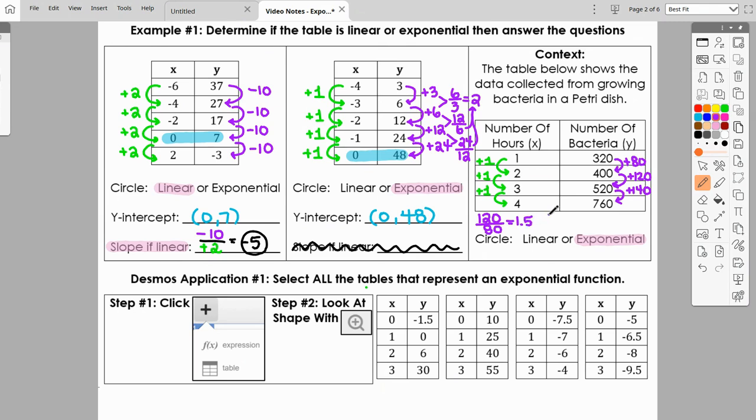Let's check the value for the 140 between the prior change in y, the 120 in front of it. This comes out to be 1.16 repeating here, which I know is not the same value as the common ratio between the first two values, but because this is a context problem, it's a real-world situation and not perfect.